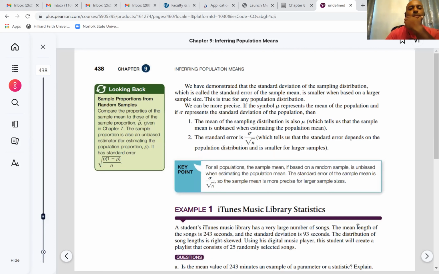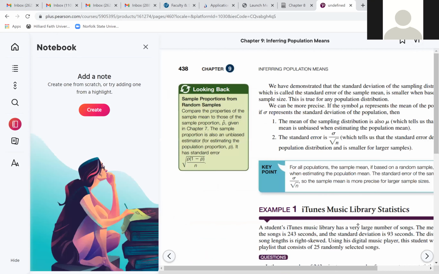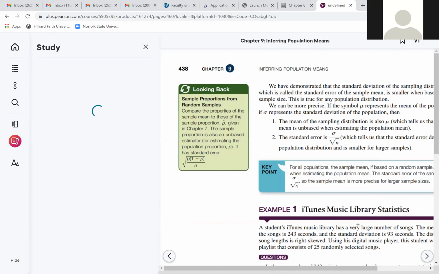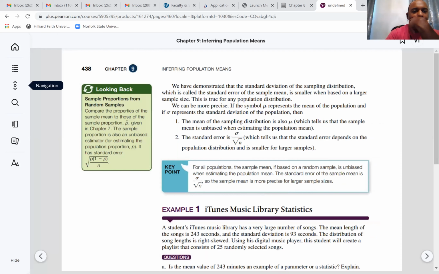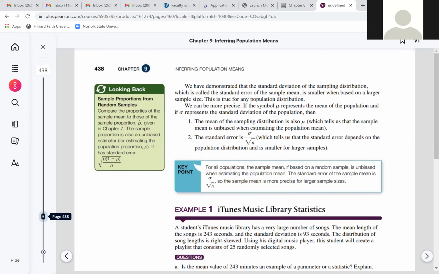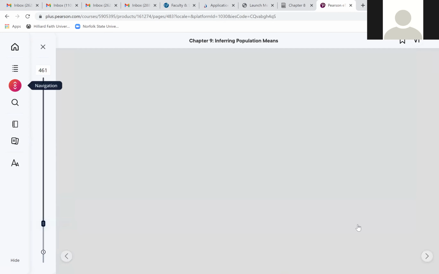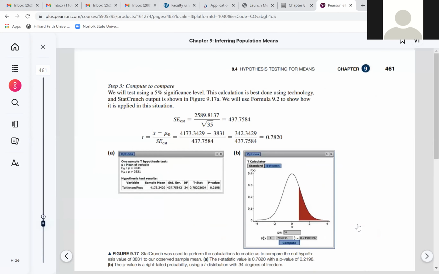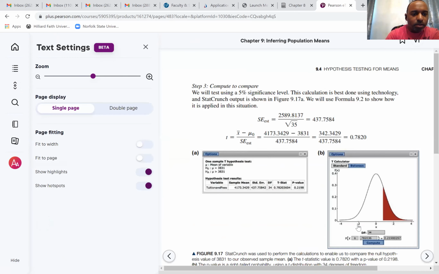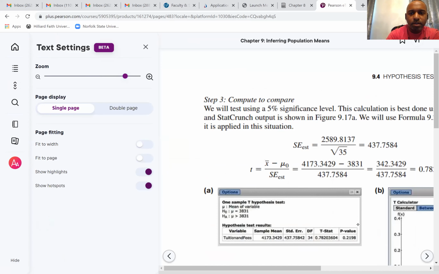Okay. See if there's any other way. How did you get to navigation again? Yep, not a problem. It's this button right here. Oh, okay. Thank you. Yep, not a problem. So this is text settings. Okay, that's not the same. At least we can magnify it.